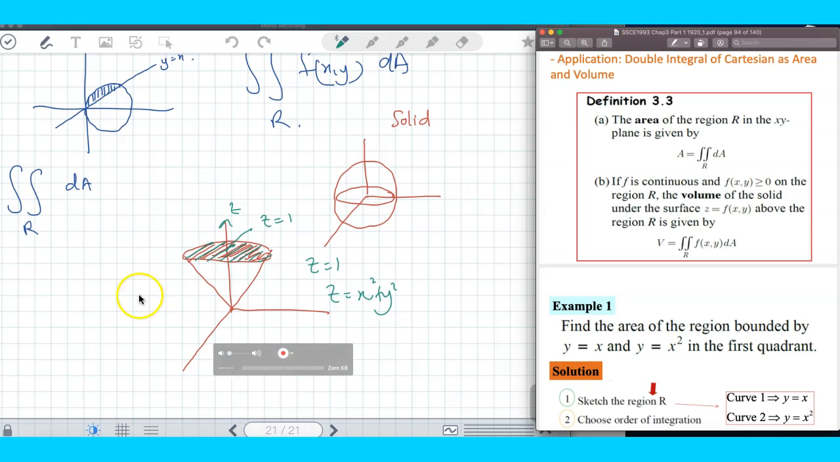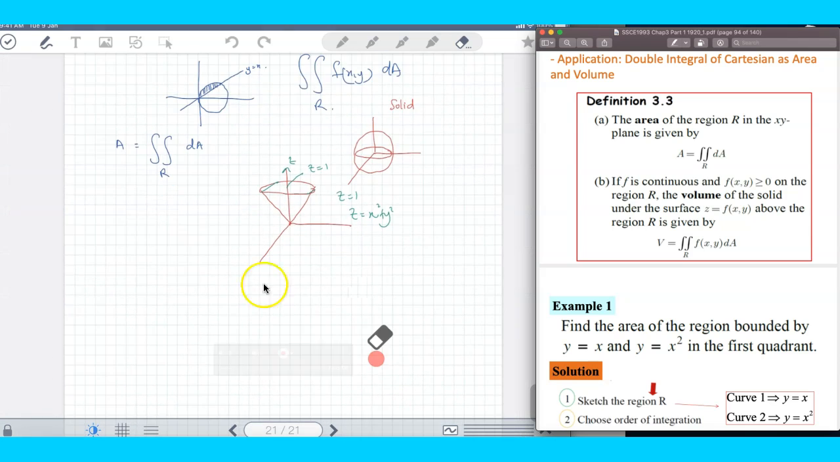So now we have a solid, a closed and bounded surface. But if you just have the cone without the cover, it is just an open surface. Hopefully you understand the words solid and region. They must be closed and bounded. Okay, now back to the volume.